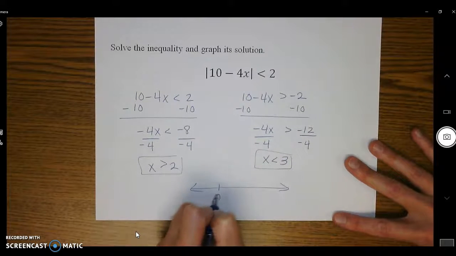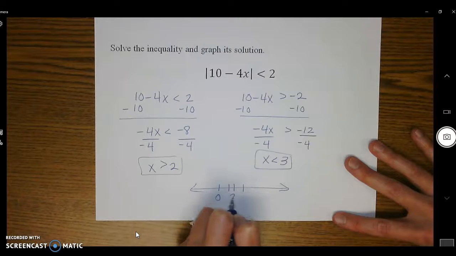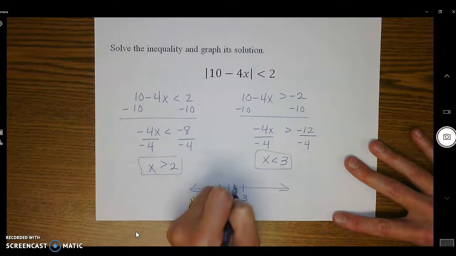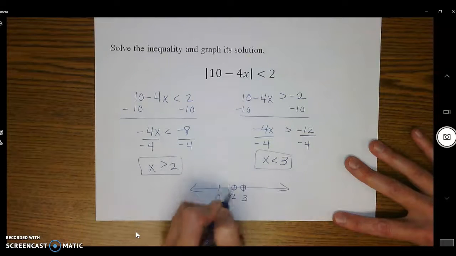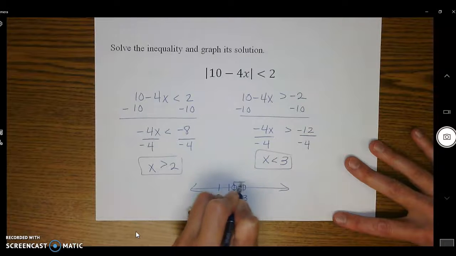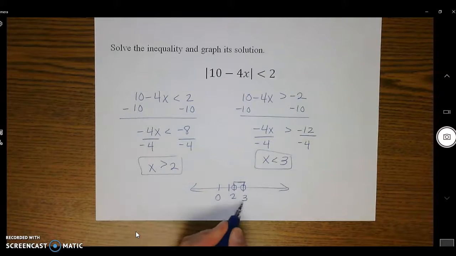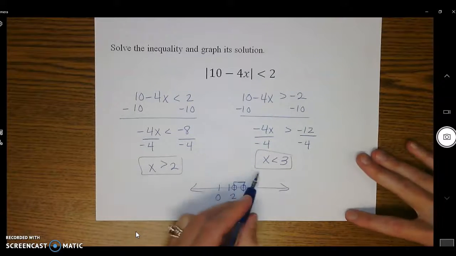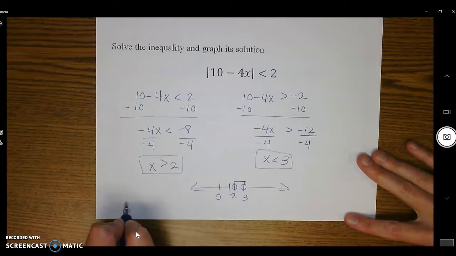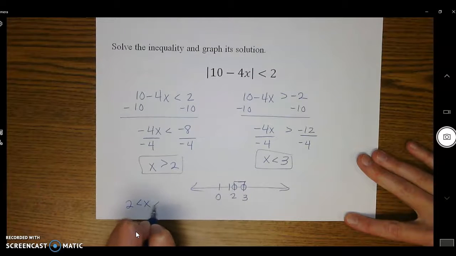So here we have our number line, 0, 1, 2, 3. Open circles on both of them. I want greater than 2, but less than 3, so I'm stuck right here between the 2 and the 3. Sometimes you would see this answer possibly written like this. All the numbers between 2 and 3.